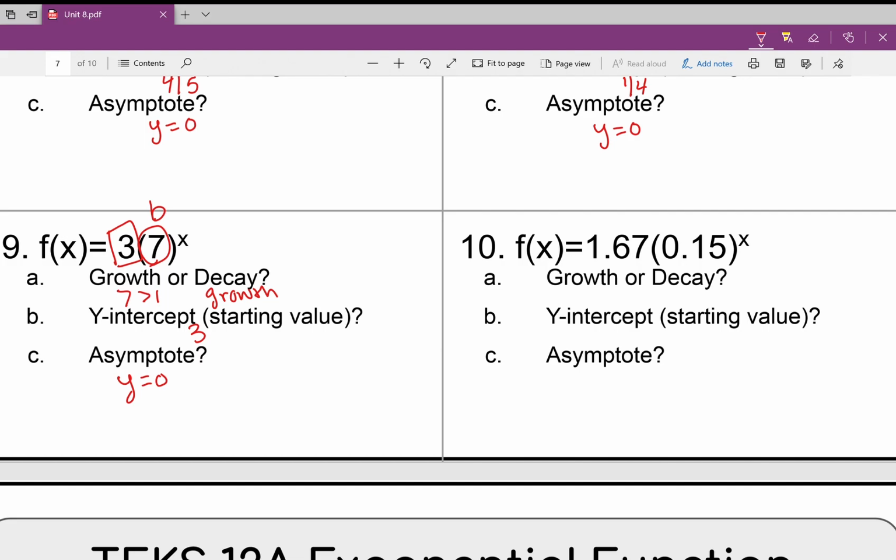Okay. Lastly, go ahead and work on number 10. Okay, what you should have got for number 10 is that you notice 0.15 is inside the parentheses, and that's our b value. Well, 0.15 is less than 1, so this is a decay. And our y-intercept is always outside of the parentheses, so in this case it's 1.67. And our asymptote is always y equals 0.